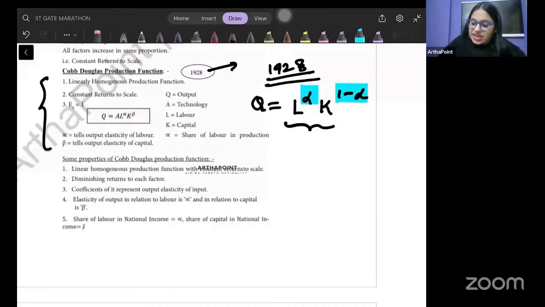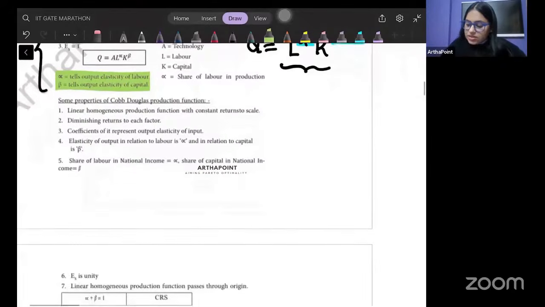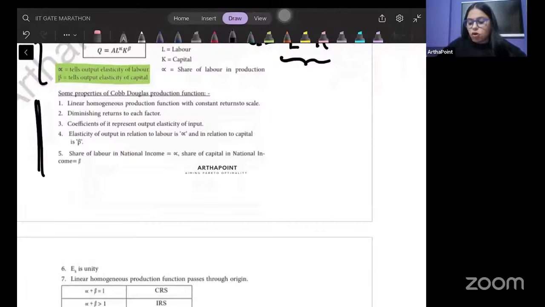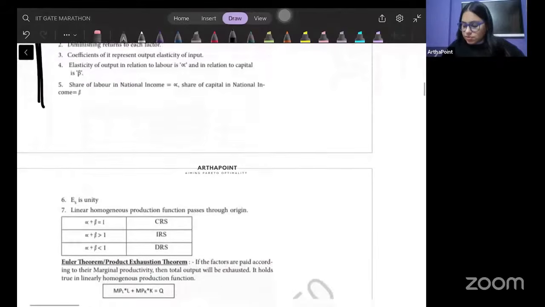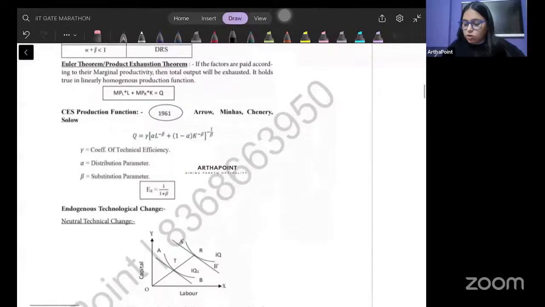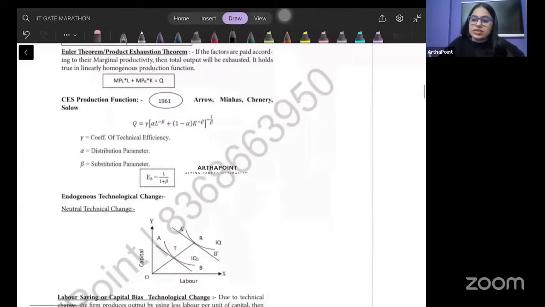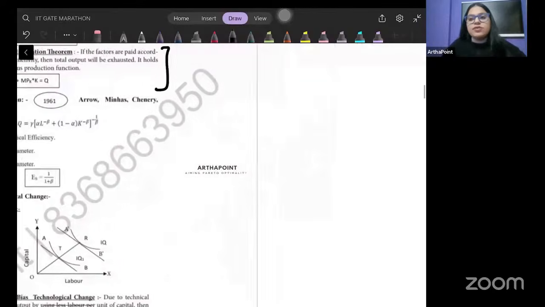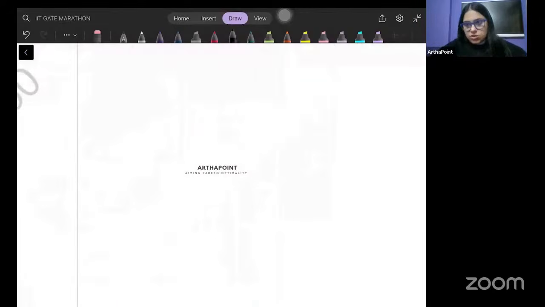And as I have written here also, alpha tells the output elasticity of labor and beta tells the output elasticity of capital. So it becomes quite important that you go ahead and remember these properties. These are some of the other properties given of the Cobb-Douglas function. Please read through them. They are very, very important from the point of view of the exam. This has been asked multiple times in the exam, and we should be well aware of Euler's theorem.